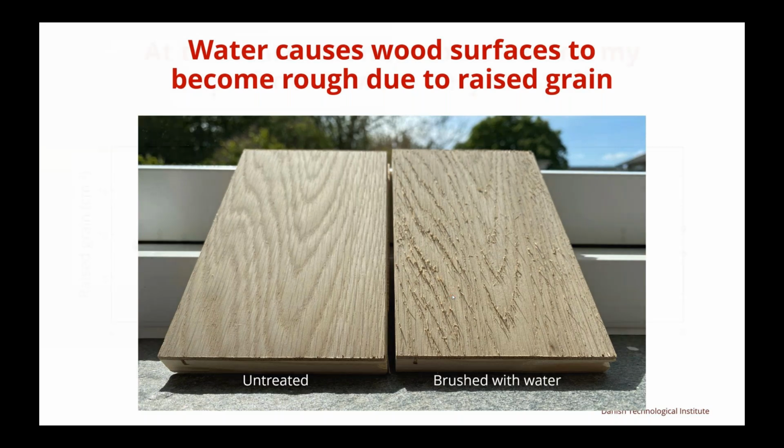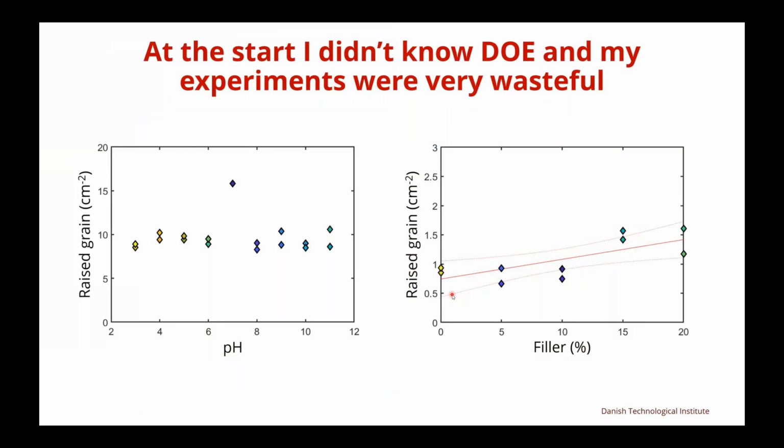And when we started this project, this was before I had met DOE. So at the beginning of this project, we did a lot of experiments that were extremely wasteful. This is a couple of examples of them. So on the left, we had a formulation where we added some stuff to change the pH of the solution and to figure out if that affected raised grain.